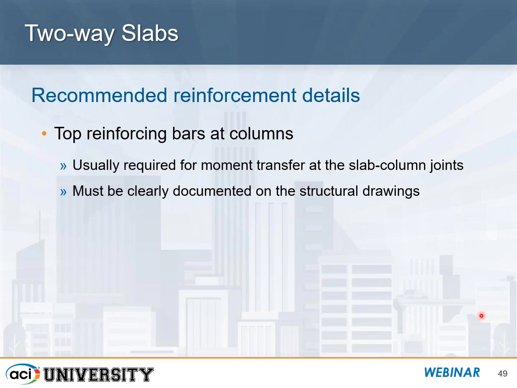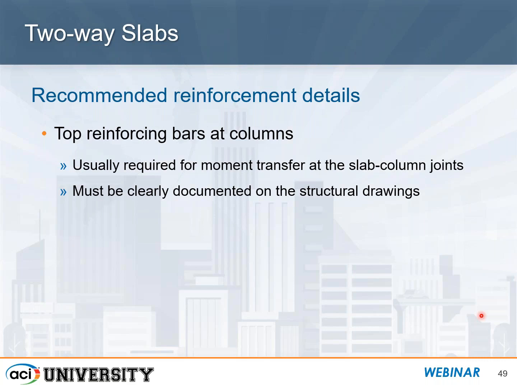Now, as we know, when we have a slab column intersection, a portion of the moment at that joint gets transferred by flexure, a part gets transferred by shear. And ACI 318 requires that portion that gets transferred by flexure to be concentrated within basically 3 times the slab thickness plus the dimension of the column perpendicular to analysis. Now, that detail has to be clearly documented on the structural drawings.